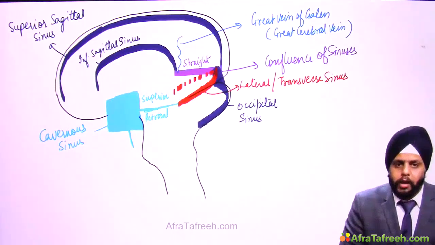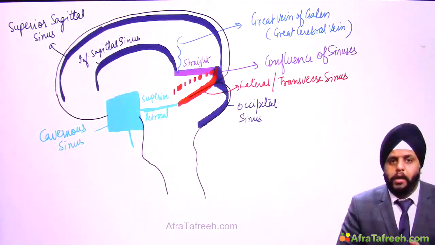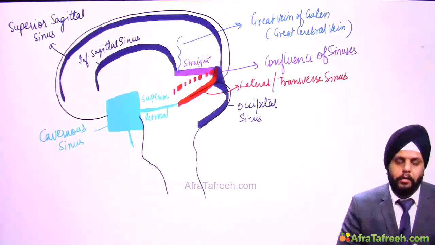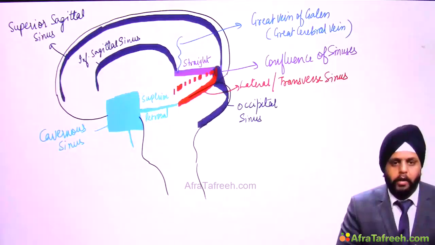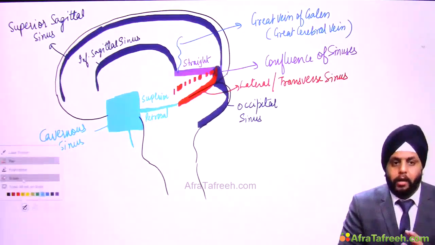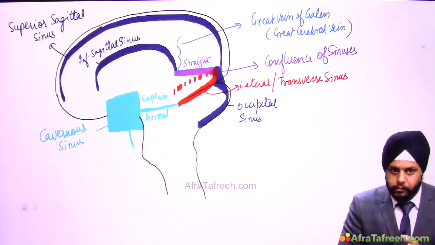Right? So superior petrosal sinus is married to lateral or transverse sinus. So what happens after marriage? Remember, whether it's an arranged marriage or a love marriage, the end result is always the same. Okay, so what happens to the guy? The characteristic of the guy changes.